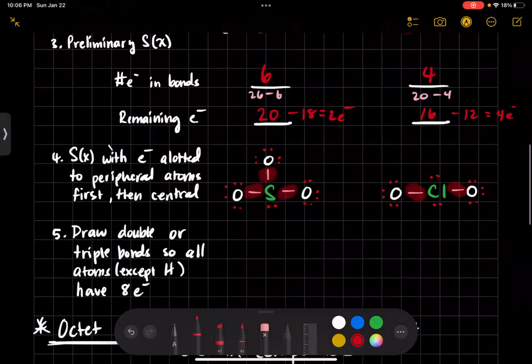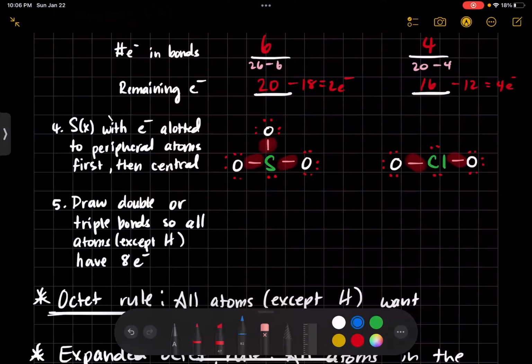And now if I look at both of these structures, I would normally just count how many electrons each atom has. And I know that each of these oxygens has 8, right? I just did that. I have 1 bond and then 3 lone pairs on each of the oxygens. And so all of them have 8.